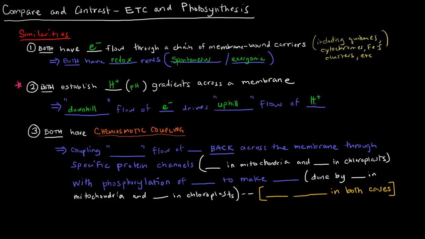The spontaneous flow of electrons through the redox reactions drives the uphill flow of protons, right? The protons are being pumped into a region that has a high concentration of protons. So these protons are moving against their gradient, and these electrons are moving downhill in that they're moving to higher reduction potentials. So both establish proton gradients across a membrane through the spontaneous flow of electrons.